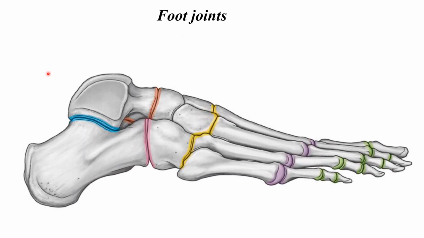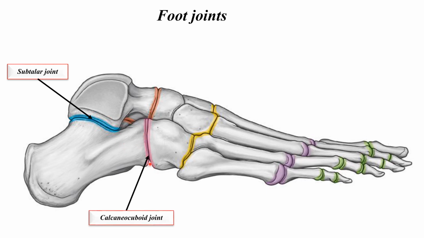Foot joints. Posteriorly here, the joint between the inferior surface of the talus and the calcaneum is called the subtalar joint. This is the joint between the cuboid bone and the anterior surface of the calcaneum, called the calcaneocuboid joint.